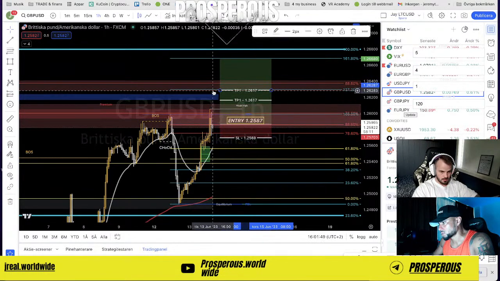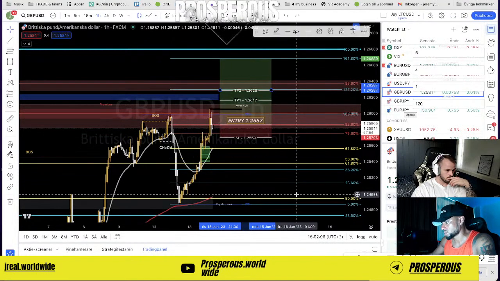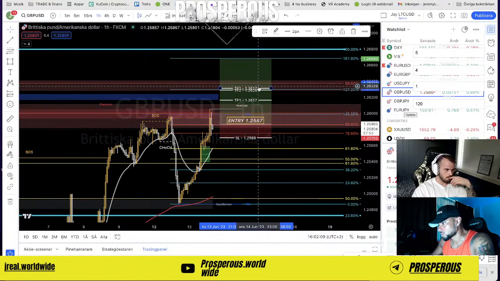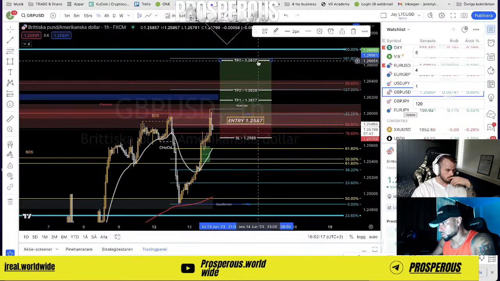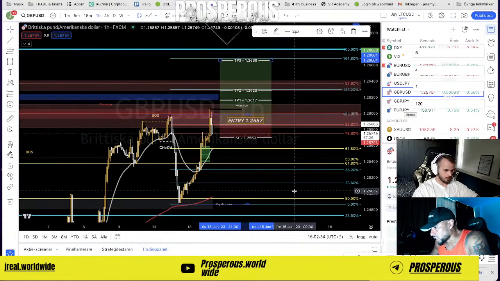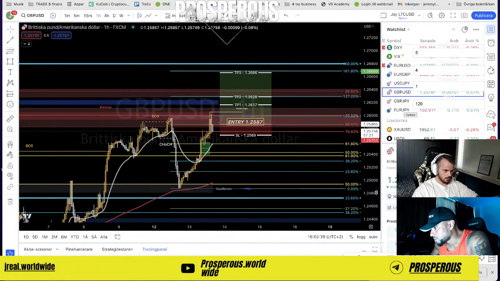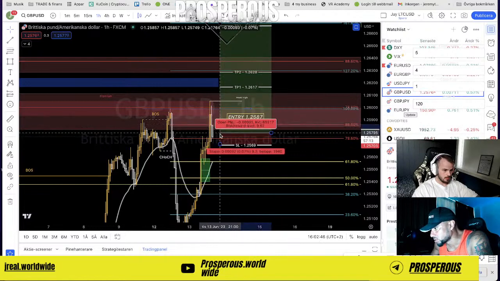1.2628. And the last one, I'll put it at 1.2666. Alright, that's the trade. But I ain't calling it out yet, waiting for the reversal to really happen. I think it's gonna reverse from here, but let's get a confirmation of that first.